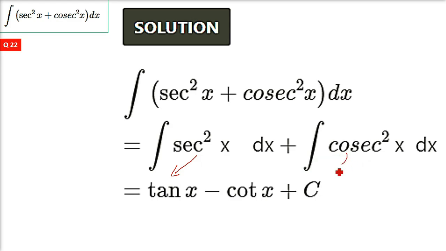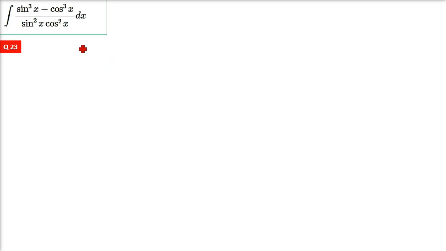Sec square x integration is tan x and cosec square x integration is minus cot x. I just told you minus cot x cosec, that was a fault. Integration of cosec square x is minus cot x. Okay, now in this question, you need to know the formula.